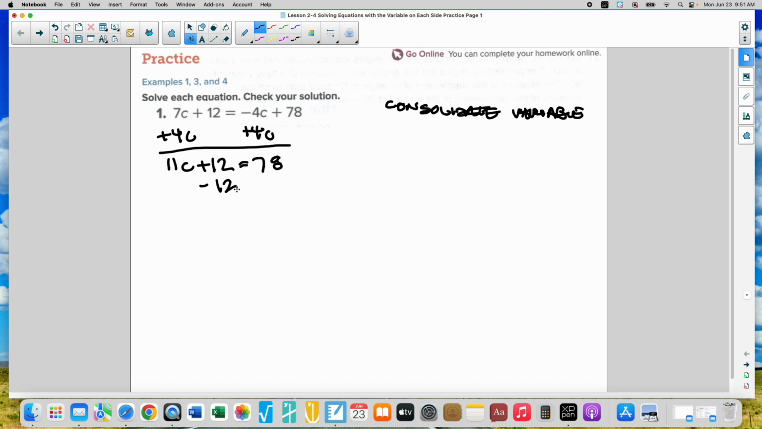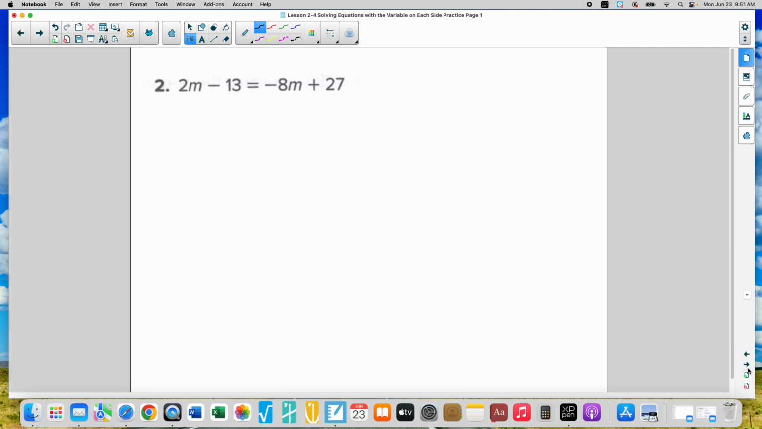We'll subtract 12 from both sides. That's 11c equals 66. Divide by 11. We get c equals 6, and that'll be the solution. Again, variables on both sides. I'm going to move my variable.